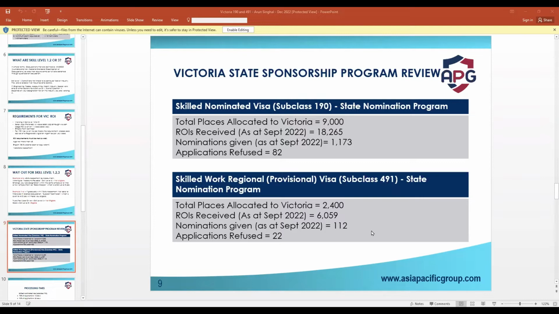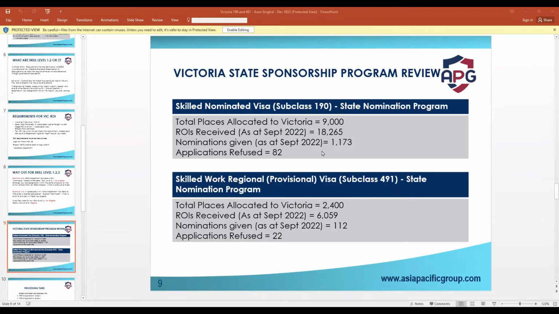So if you have your skill assessment lodged, or you're planning to lodge it, or you haven't got it done yet, don't get disappointed. You still have very good chances of getting the invitation once you get the skill assessment outcome and lodge your EOI and ROI. Till September, only 1,100 spaces were used out of 9,000, which is nearly 15% of the places. After September, the Victorian government has stopped revealing their data, how many ROI received and how many nominations allocated. So we don't have any numbers after September.